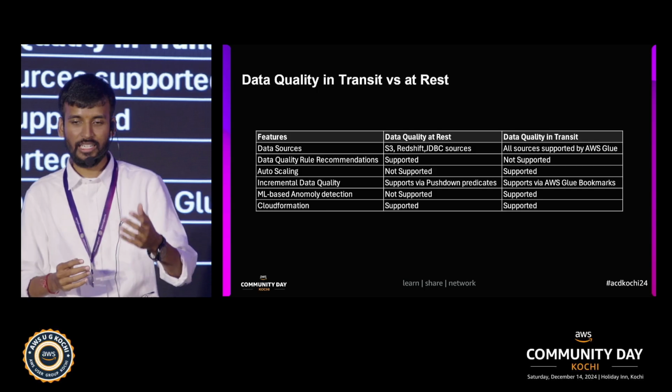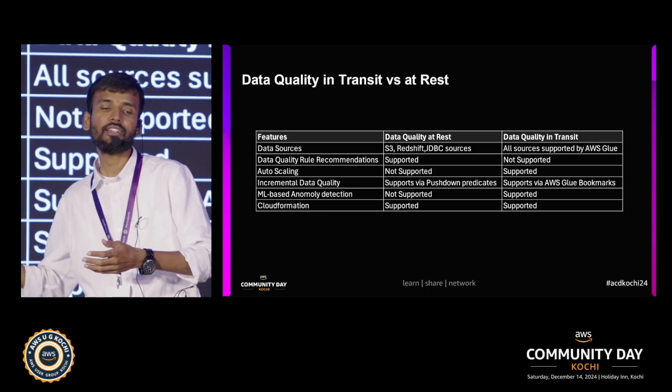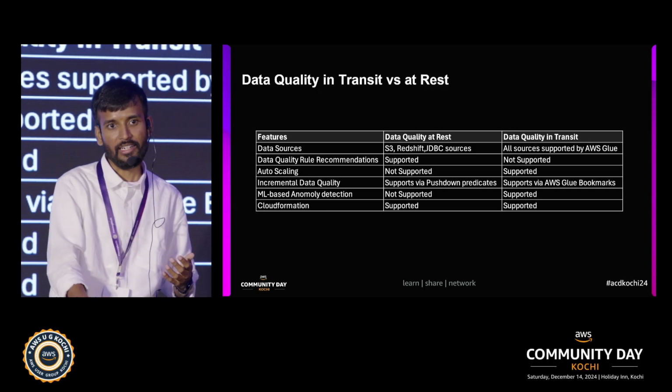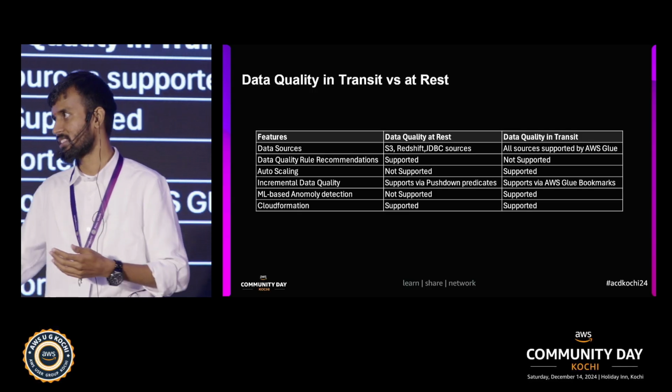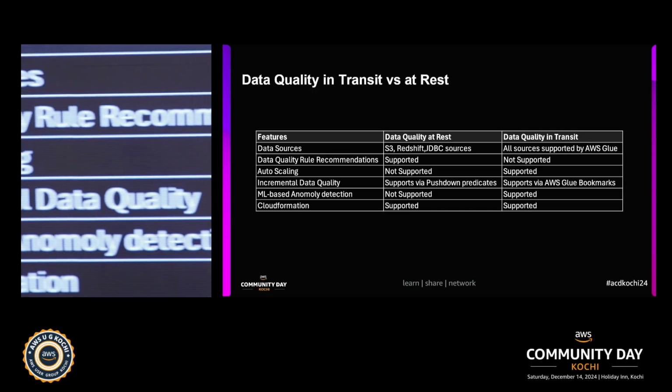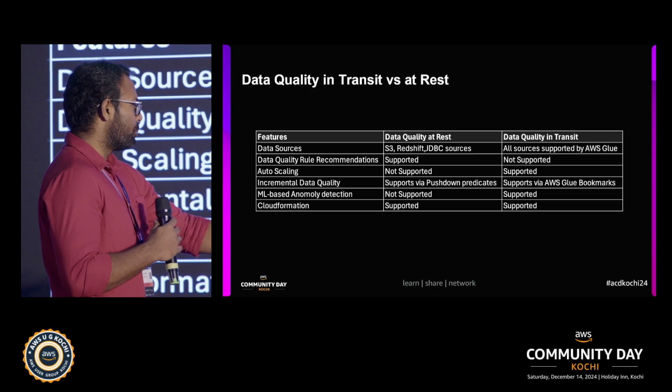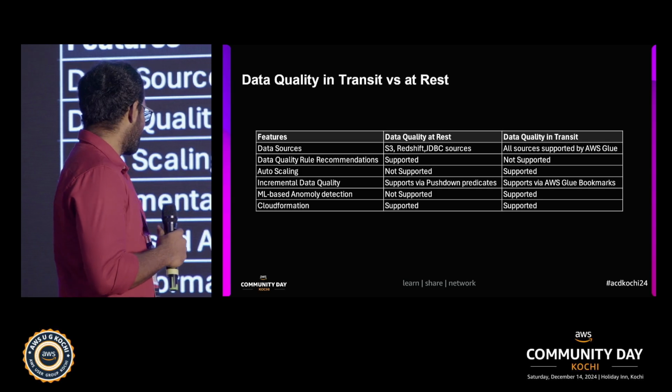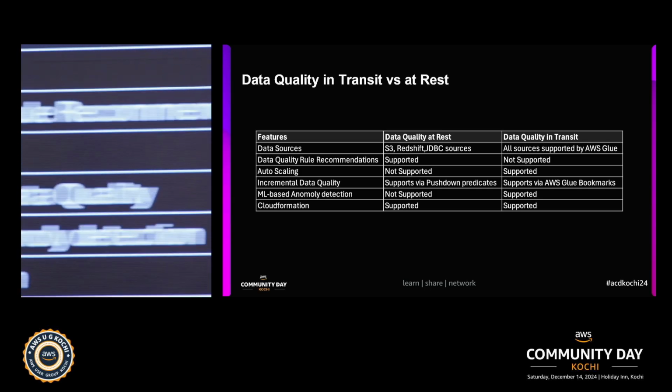And coming to rule recommendation, we saw in the slides that it is supported at rest and it is not supported in transit. And there are certain things both support, like CloudFormation and logs. And the main thing is incremental data quality.